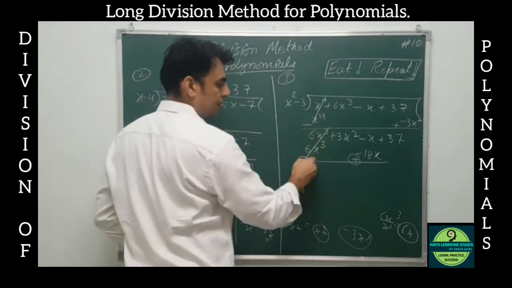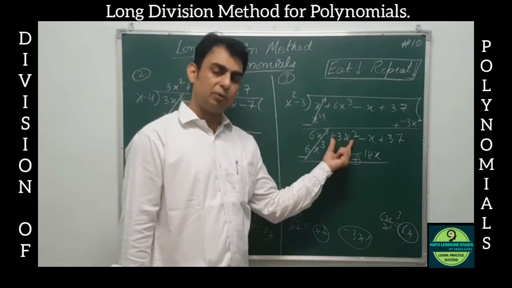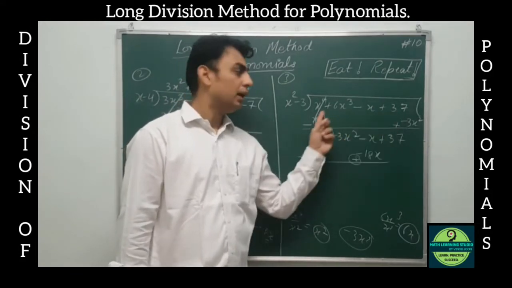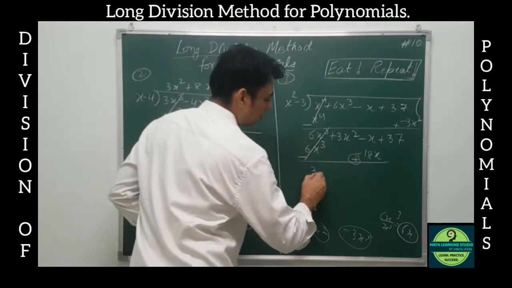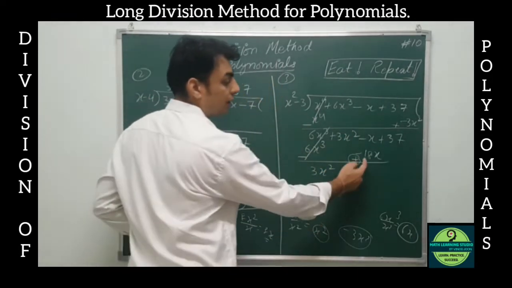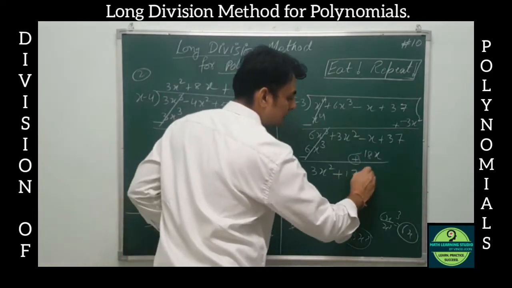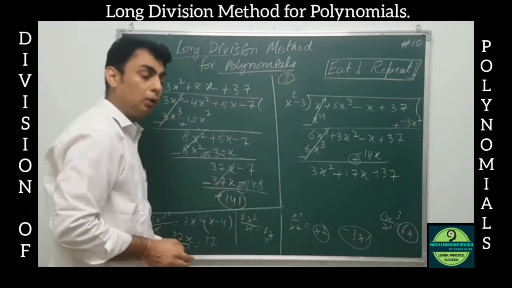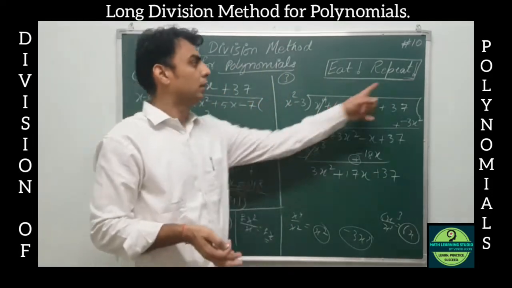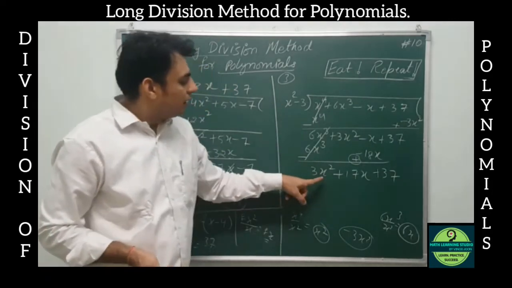So this also gets cancelled again. Now what? The x square term will come first. As we did there, where 6x cube came first, here 3x square comes down first. 3x square, then minus x plus 18 becomes plus 17x, and plus 37. Now again repeat. So it will be 3x square.